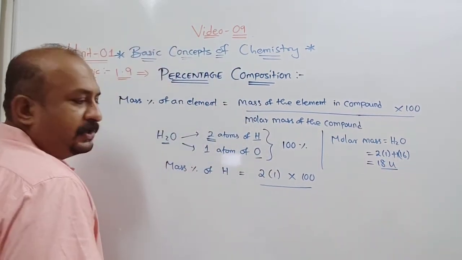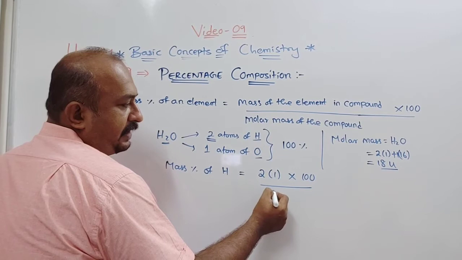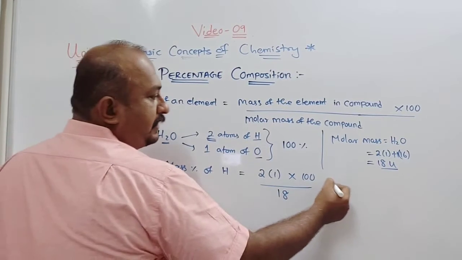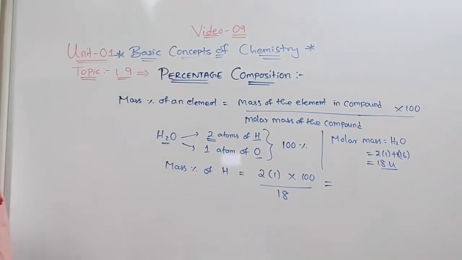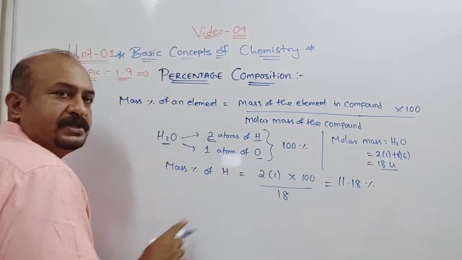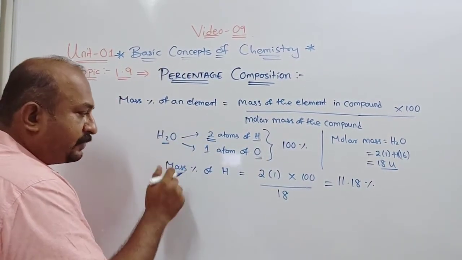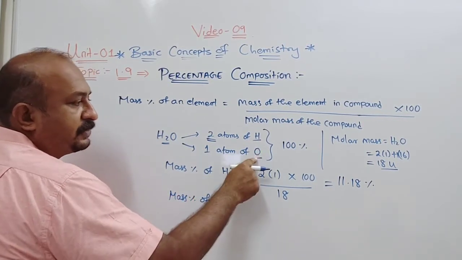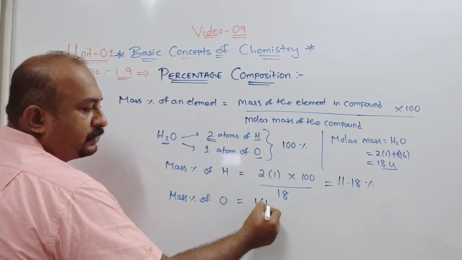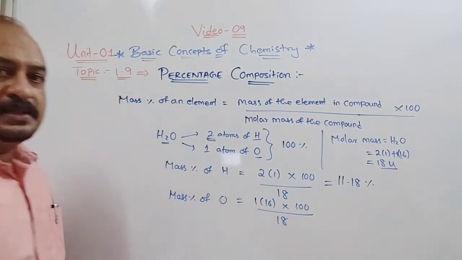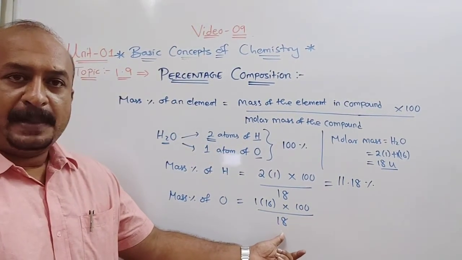Understood? So I write here 18 as the molar mass of the compound. If you calculate, you will get the percentage of hydrogen, it will be 11.18%. So 11.18% hydrogen is there in the water molecule. Now if I want to find the mass percent of oxygen, only one atom is there, so 1 into 16 into 100 divided by 18 will come, because this is the same compound we are talking about. Understood this part?